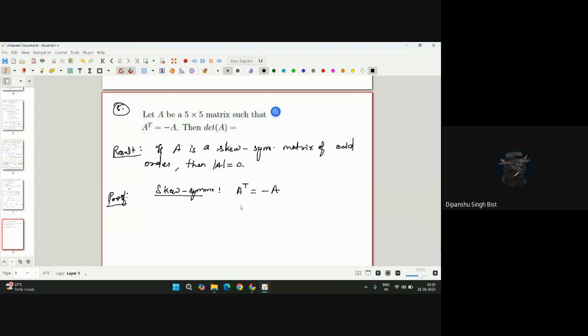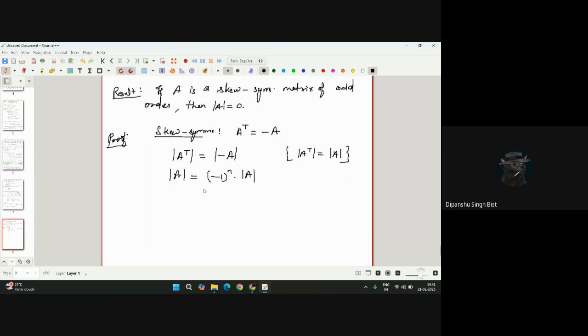So how to find determinant in this case? Let's take determinant on both sides. So it will be determinant of A transpose is equal to determinant of minus of A. One thing is that determinant of A transpose is equal to determinant of A. So on the left hand side I have determinant of A, and on the right hand side, if I try to take minus symbol out, it will be minus 1 to the power n times determinant of A. Now you have two possibilities.